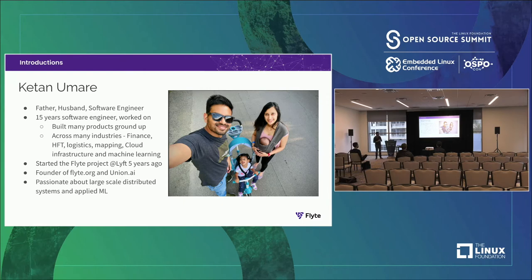My name's Ketan, and I guess the picture over there sums up my recent few months. It's very hard to get a photo with all four of us. I have a two-month-old at home and a two-year-old. And the two-month-old was born in the pandemic. So, yeah, this is the only picture I could find of the four of us.